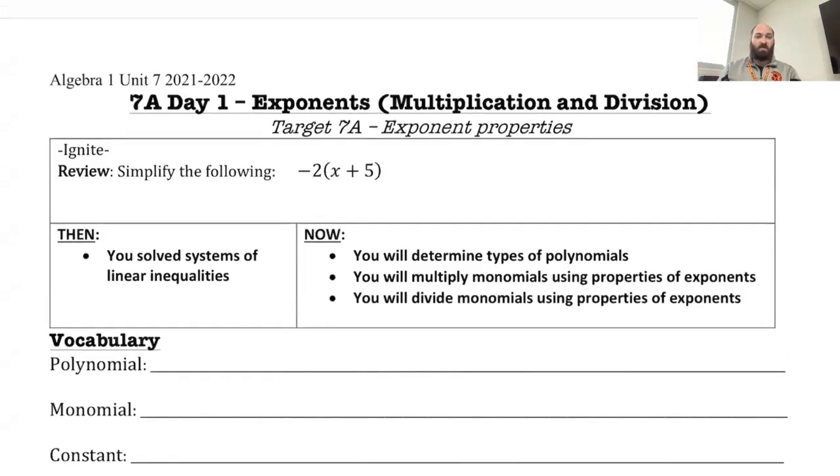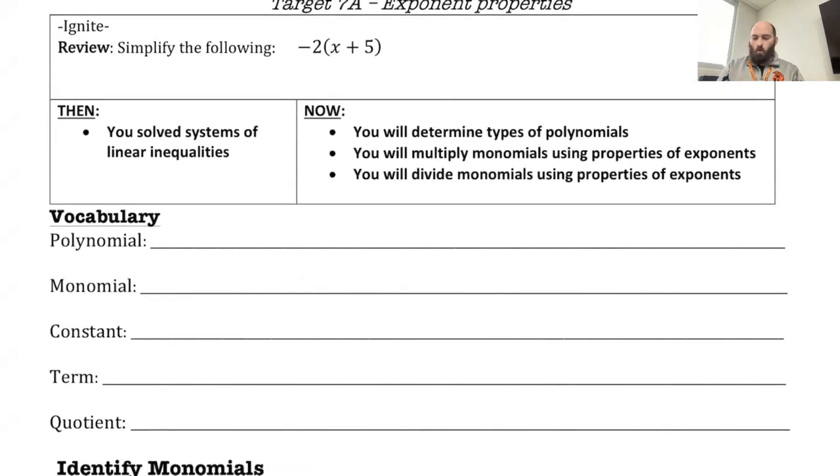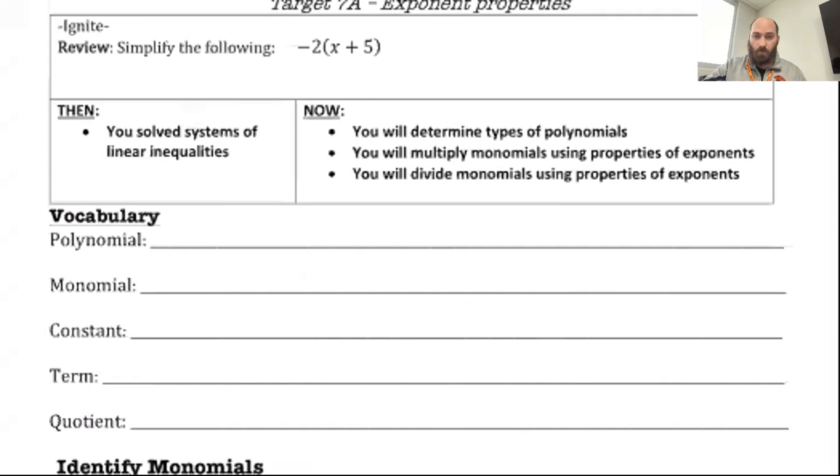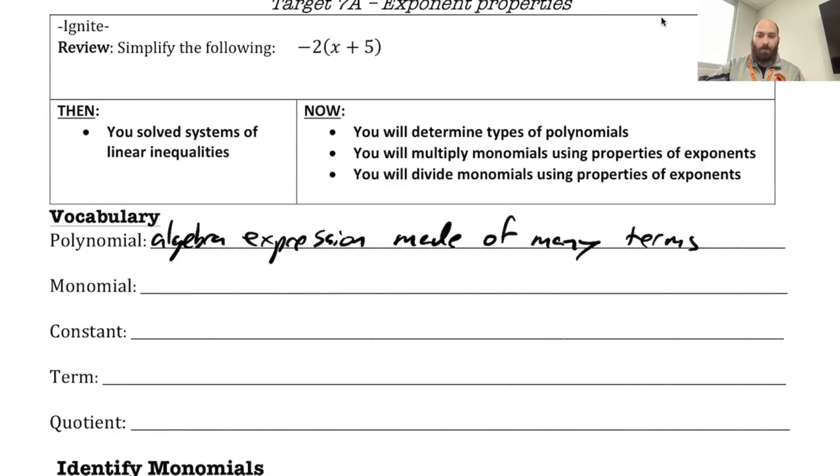Today we're going to be talking about 7A Day 1, talking about exponents. Okay, so in all of Unit 7, we're going to be covering what's called polynomials, and that's what our first vocab term is. Okay, so let's look at some more of these. So what is a polynomial? A polynomial is going to be an algebra expression made of many terms. It gets its name because poly means many, and that's what we're referring to on that one.